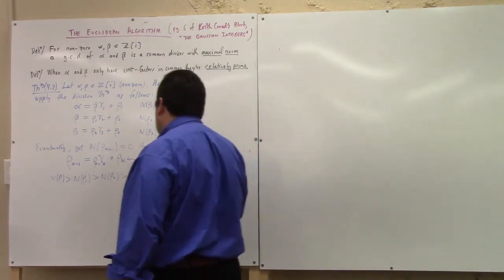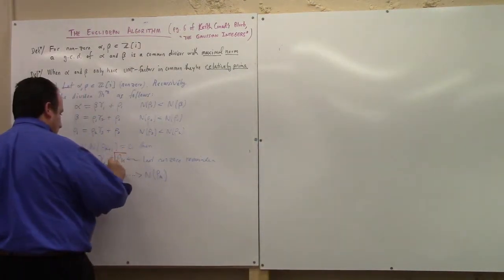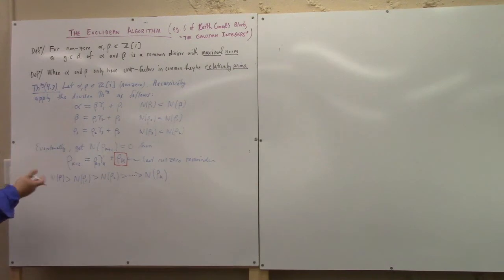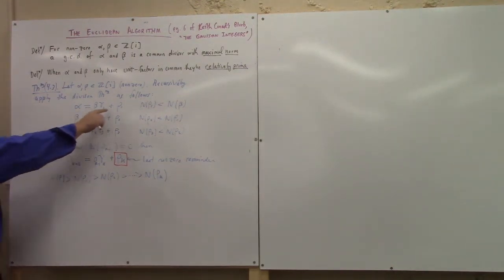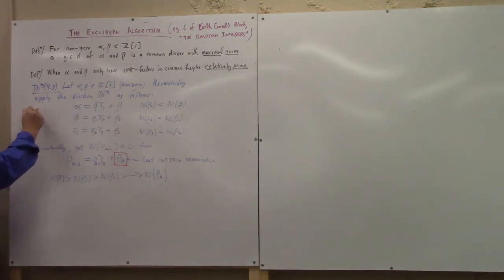Okay? So that's going to be the GCD in this story, right? And the thing is, you can solve every one of these for alpha minus beta gamma 1 equal to rho 1, etc. If you have a common divisor of alpha and beta, it's also a common divisor of the remainder. And that continues at each step down here. So the remainder is always a common divisor of alpha and beta. So the last non-zero remainder is also a common divisor of alpha and beta.